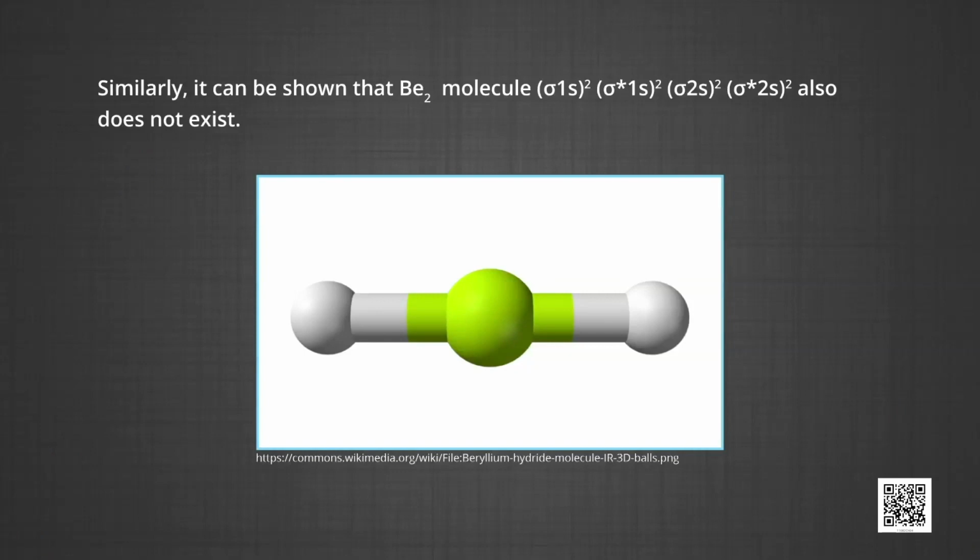Similarly, it can be shown that the beryllium molecule, with electronic configuration sigma 1s2, sigma antibonding 1s2, sigma 2s2, sigma antibonding 2s2, also does not exist. That means when we calculate the bond order, it will come out to be 0.